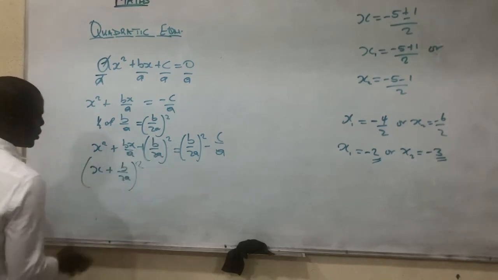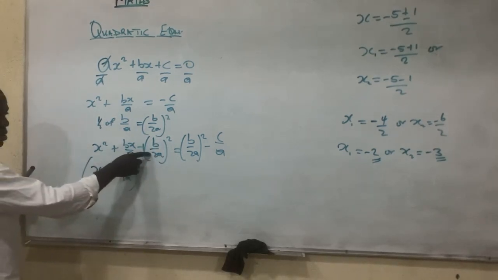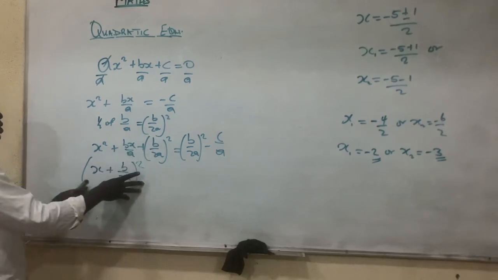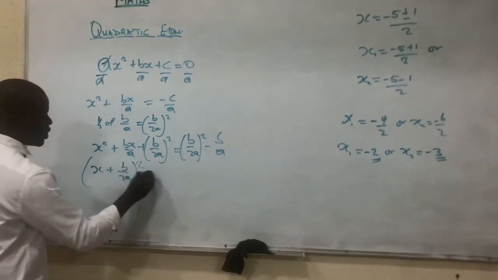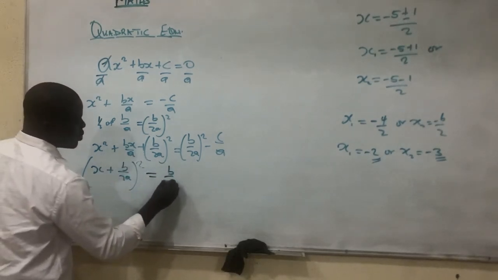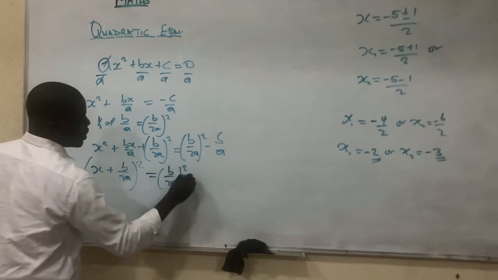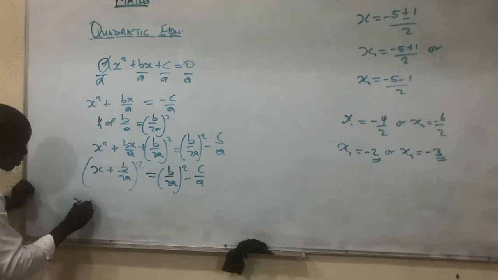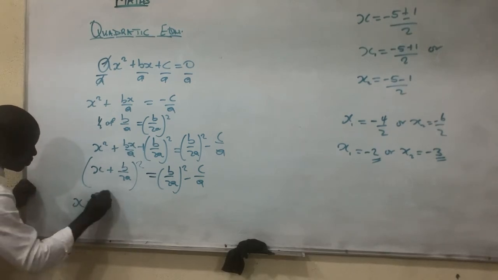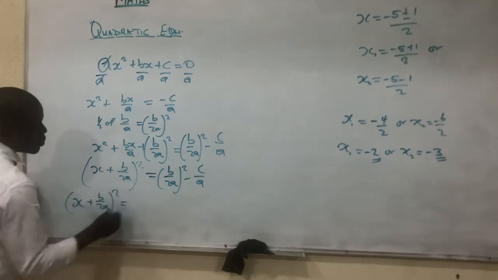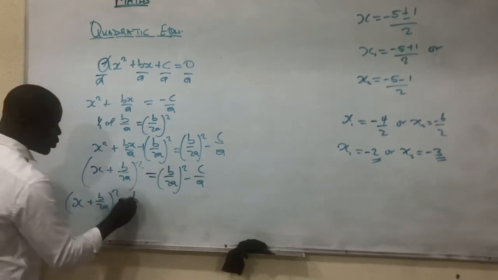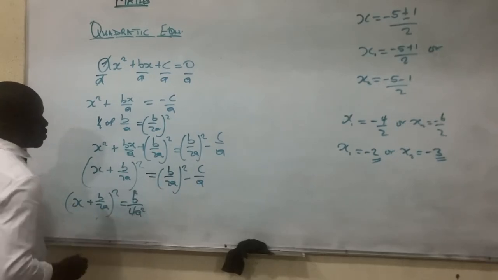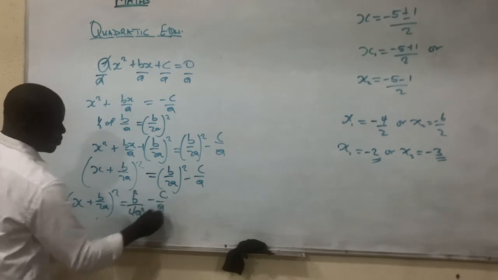Everything you are seeing here can be compiled to this. The reason is that if I expand this expression, I will get this. Try it, expand this one, you will get this. So we have equal to b over 2a all squared minus c over a. Continuing, we have x plus b over 2a all squared equal to b squared over 4a squared minus c over a.